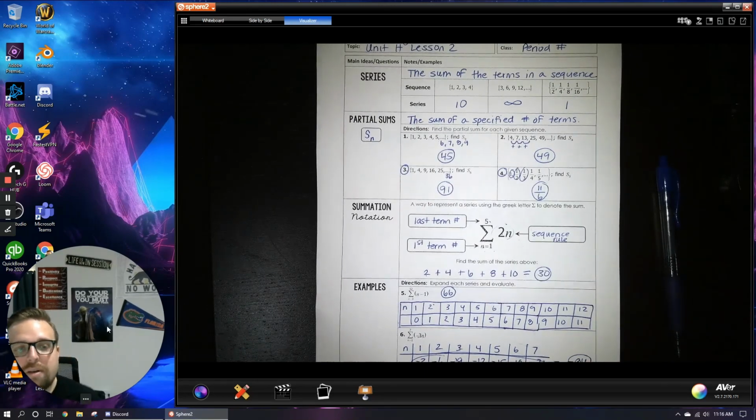So I hope that was a helpful lesson for you guys today on series, partial sums, and sigma notation or summation notation. Give these problems a shot, and then if you get stuck on anything, you have some options. One, you can contact me. I can try and help you out as best I can in the moment. I can send you some resources or post some additional videos that might help explain this maybe in a little different way, something that makes more sense to you.